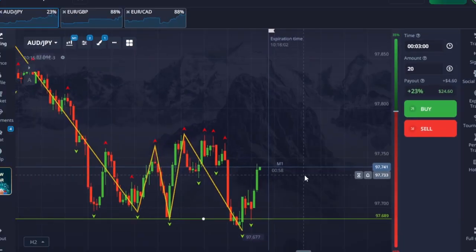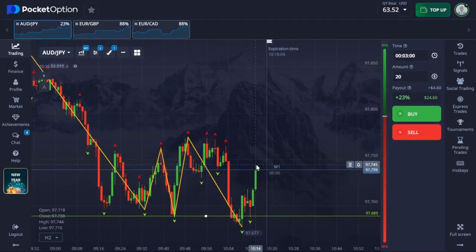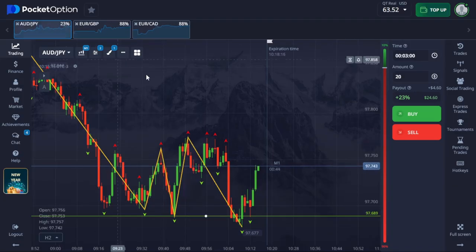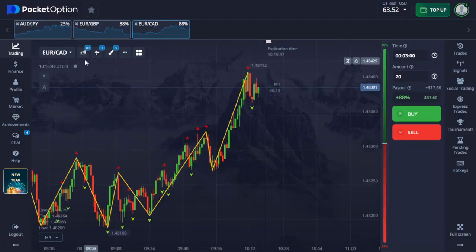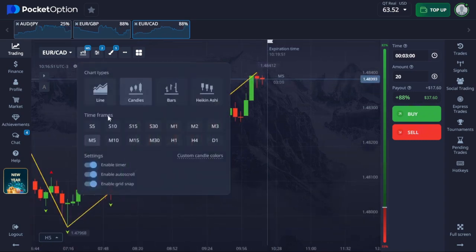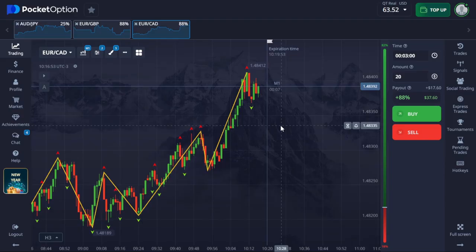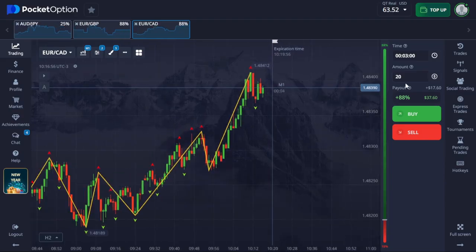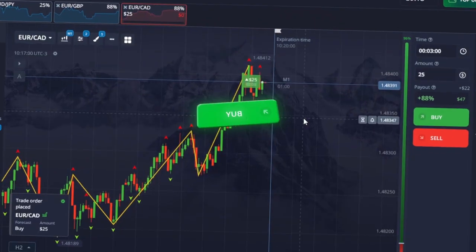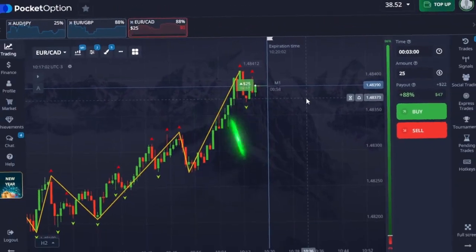When you got this, we had a red fractal, a good sequence of red fractals right here. We have this zigzag, okay, and we'll look for the next entry. The payout has dropped today, so we'll avoid some pairs and look for better options. On EURCAD, there's a clear uptrend. Let's use M5 candlesticks right now, okay? M1 indicator bullish. My next trade, we're gonna use $25 and bullish, okay, buy button.